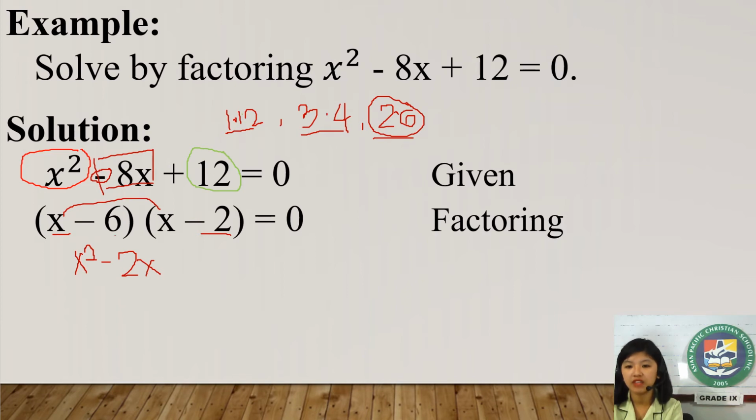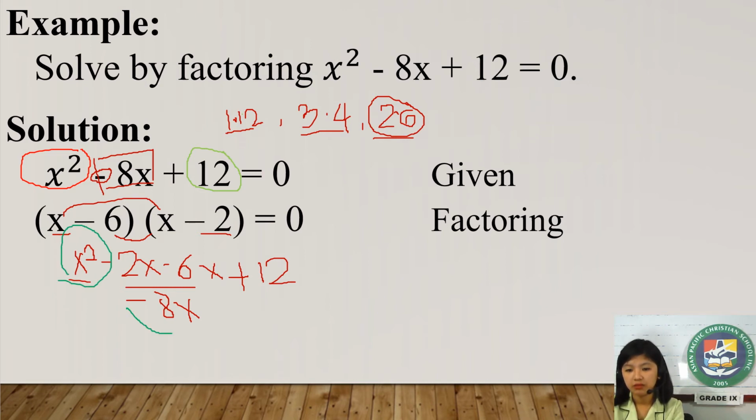Then, yung sa inner, we have negative 6 and x. Negative 6 times x will give you negative 6x. Then, yung sa last term, we have negative 6 and negative 2. Multiply them will give you positive 12. And then, combining like terms, we have here the negative 2x and negative 6x. So, add them, negative 2x plus negative 6x will give you negative 8x. So, we have here now the x squared minus 8x plus 12.